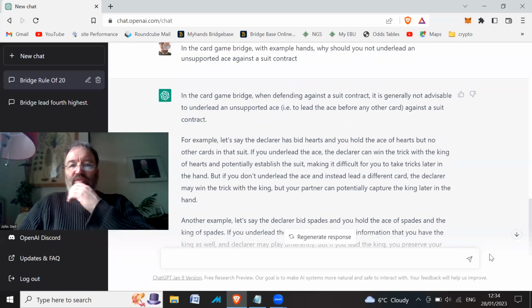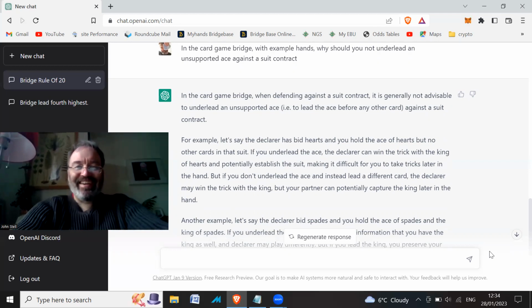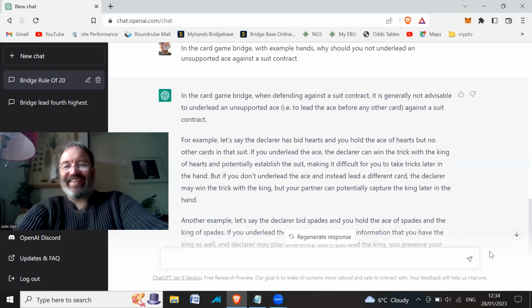In the card game bridge, when defending against a suit contract, it is generally not advised to underlead an unsupported ace, i.e. to lead the ace before any other card against a suit contract. For example, let's say the declarer has bid hearts and you hold the ace of hearts, but no other cards in that suit. So in other words, the ace singleton. If you underlead the ace, you can't do. How can you lead it? If you've only got the ace of hearts, how can you underlead it?